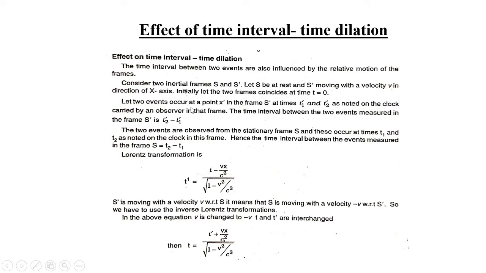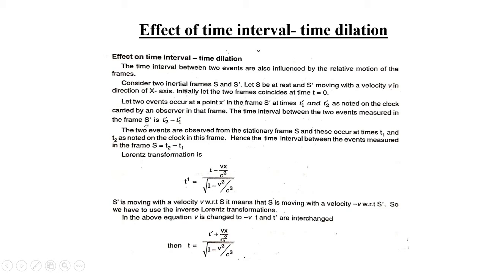Let two events occur at a point x dash in the frame S dash at the times t1 dash and t2 dash as noted on the clock carried by the observer in that frame. The time interval between the two events measured in the frame S dash equals t2 dash minus t1 dash. The two events are observed from the stationary frame S and occur at times t1 and t2 as noted on the clock in this frame. Hence, the time interval between the events measured in the frame S equals t2 minus t1.